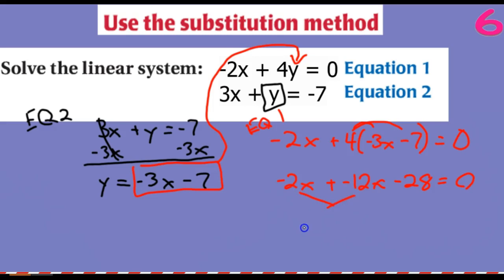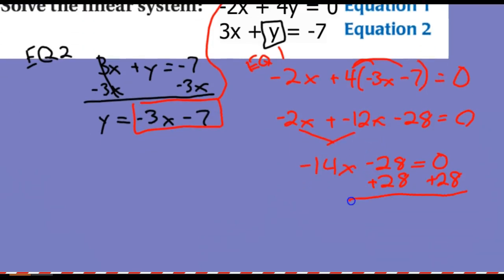Combine the two x's and we get a negative 14x minus 28 equals 0. We add 28 to both sides. We get negative 14x equals 28. Last step to get x by itself. Divide by negative 14. And our x equals negative 2.